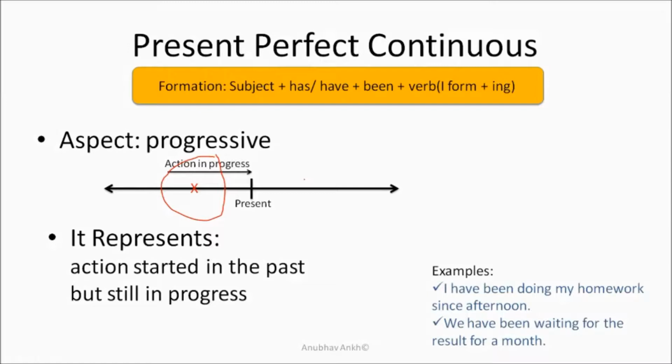Example. You need to see an example to understand it. The action started in the past and was not completed in the past. Clear? Try to understand the difference. It's not completed. It started in the past but is still in progress. Like, I have been doing my homework since afternoon. I started doing my homework in the afternoon and I am doing it till now. So it is happening. It started in the past but it is still going on since afternoon.